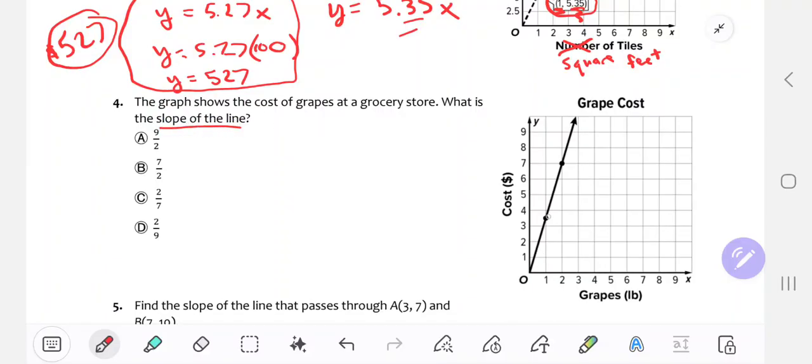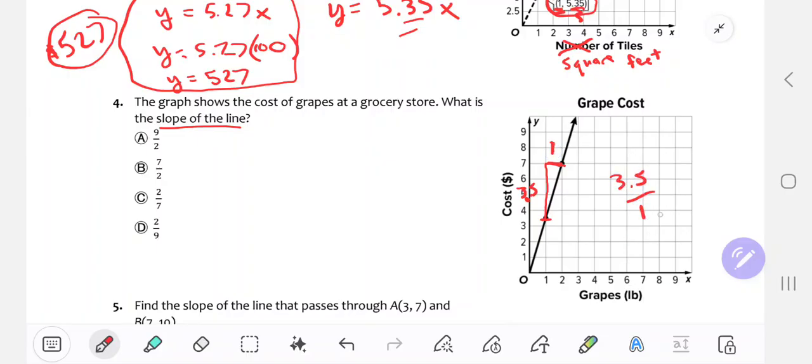I noticed that a lot of people went from here to here to find the rise over run. Notice that this doesn't hit a corner, but it's pretty obvious where it hits. So, right, that's 3.5 up to 7. So that's a change of 3.5, a rise of 3.5, and then a run of 1 pound of grapes. Okay, so that's 3.5 for 1.